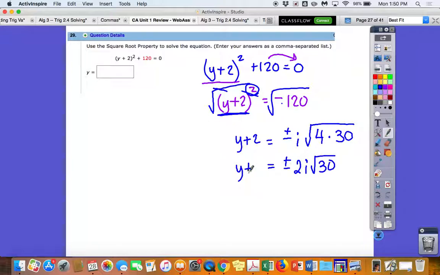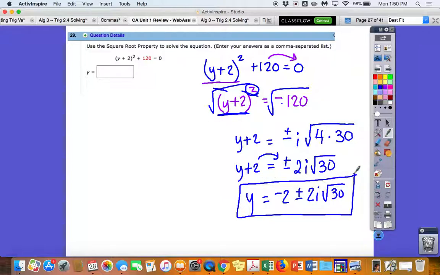And I've got one last thing, because you don't want to leave it y plus 2. You want to tell me what y is equal to. So this 2 needs to come over. And it'll be a negative 2 plus minus 2i square root of 30. So that's the way your answers need to appear.